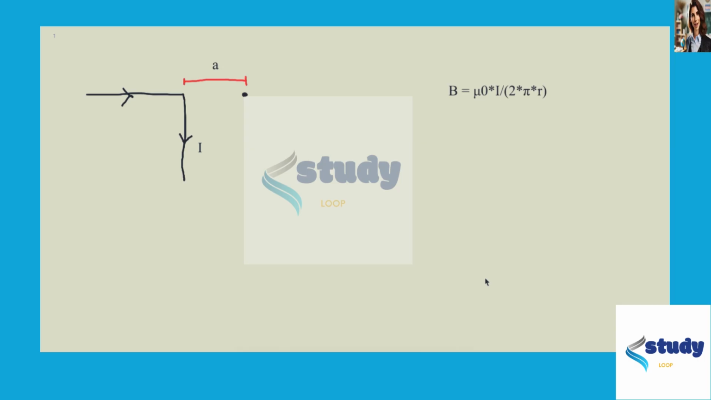All right, we're looking at question 28.70, where we have an infinitely long wire that's bent like this into a corner. And we want to figure out the magnitude and direction of the magnetic field that the current produces at this point P over here.